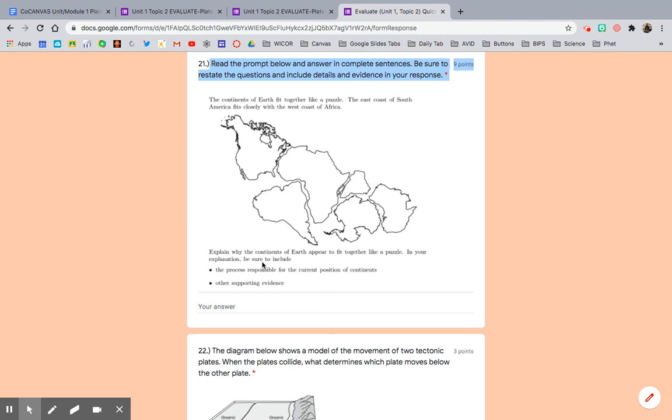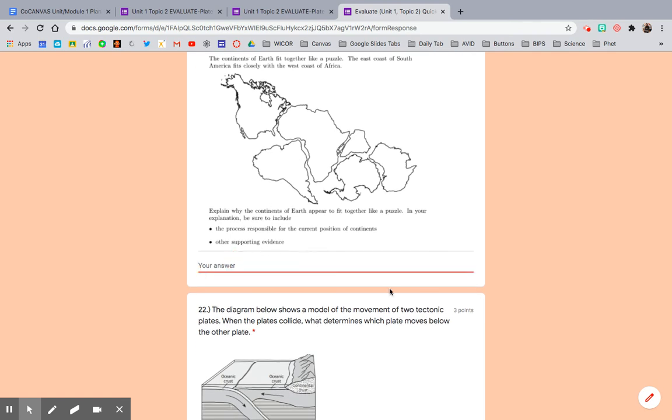In your explanation, be sure to include: what's the process responsible for the current position of the continents? And then what are some other supporting evidence? So y'all remember there's 4 pieces of evidence from Alfred Wegener's theory. So tell me, what is the process responsible for this? So Alfred Wegener's theory, and what are his 4 pieces of evidence? And you're going to answer in a short answer.